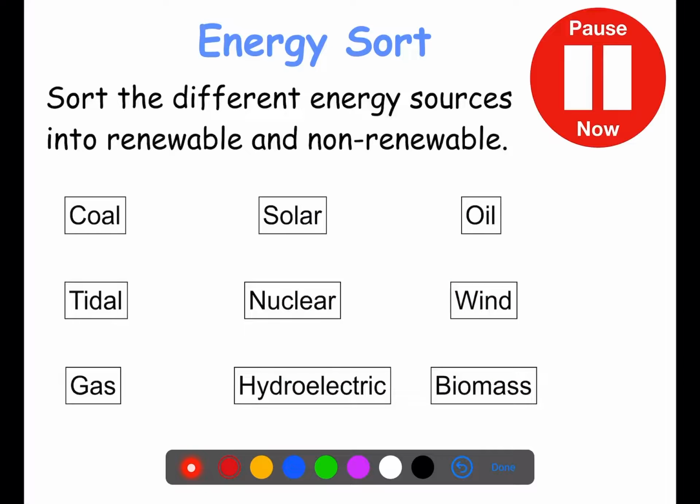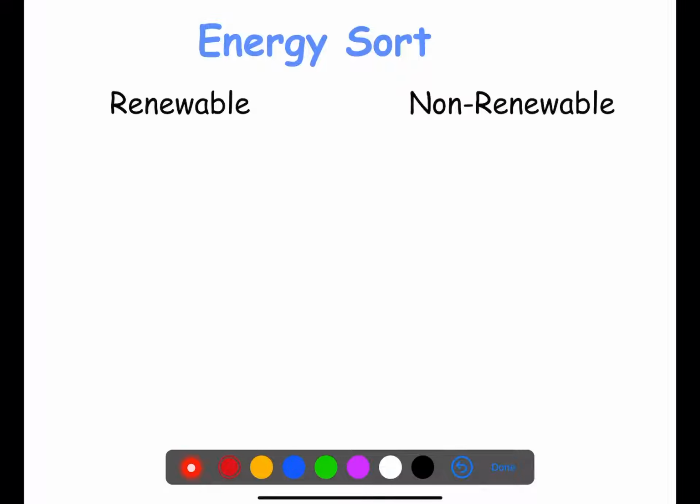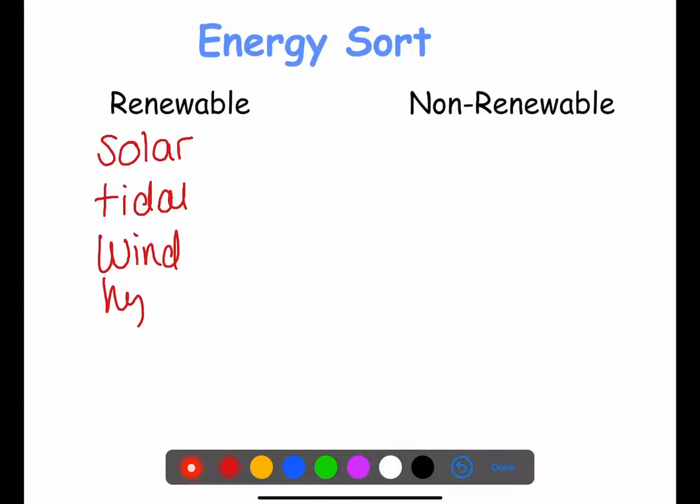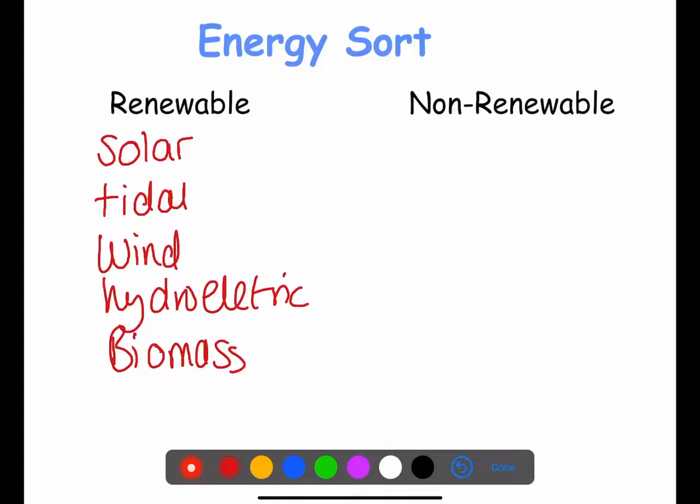Renewable energy sources are constantly replaced. Pause the video and sort these into renewable and non-renewable energy sources. From the options given, the renewable sources were solar, tidal, wind, hydroelectric, and biomass. The non-renewable sources were coal, oil, gas, and nuclear.